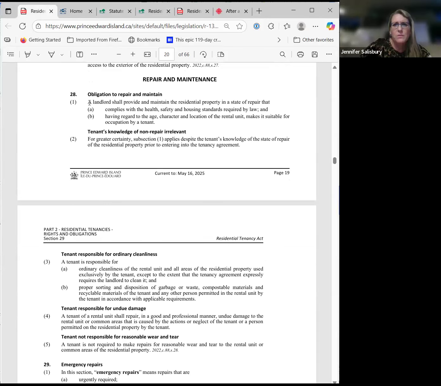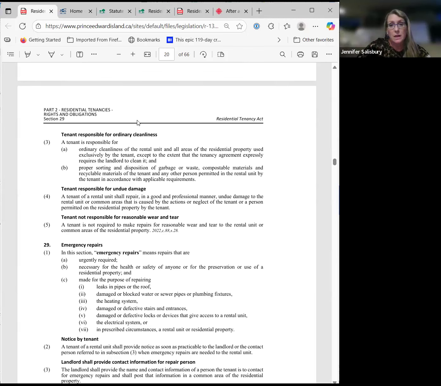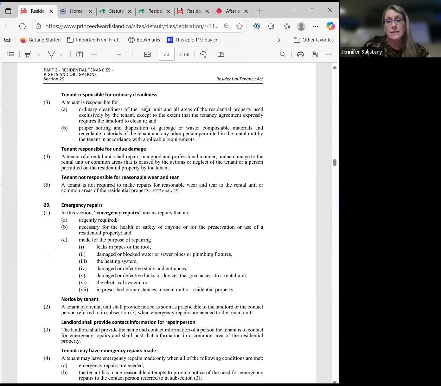Landlord should maintain residential property in a state of repair. Knowledge of non-repair. Okay, I don't understand. That's a little bit confusing. I don't get it. Tenants responsible for ordinary cleanliness. Oh, I like that. Ordinary cleanliness. That's going on my list. Ordinary cleanliness.